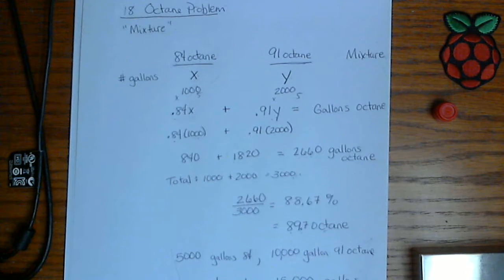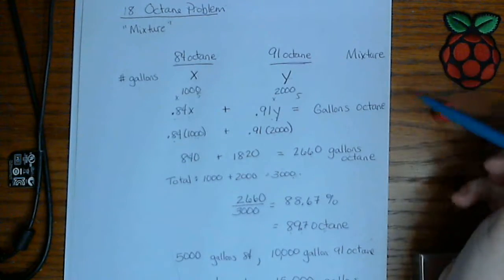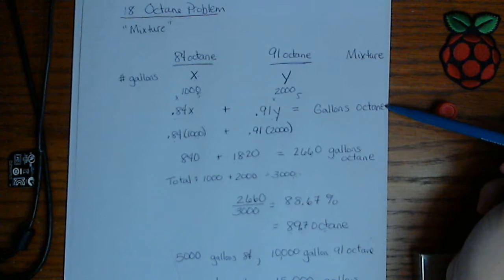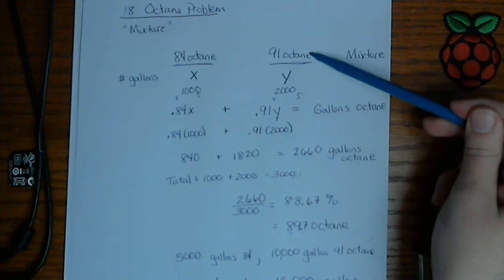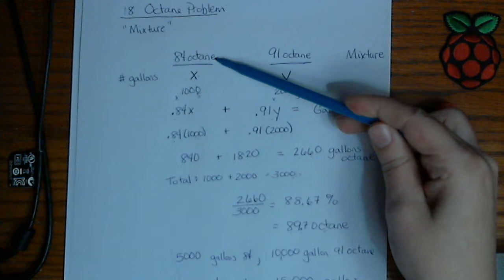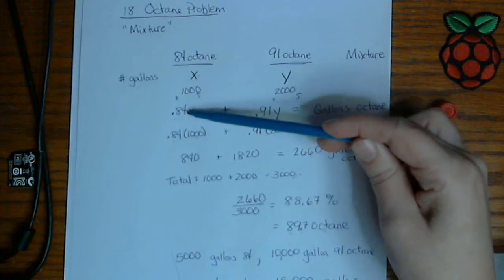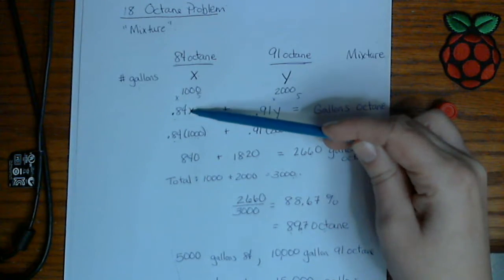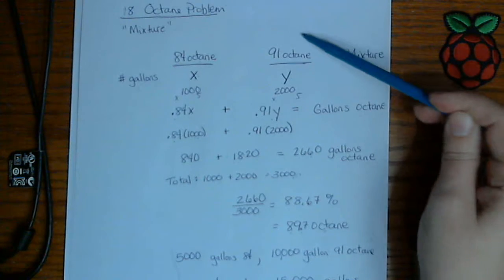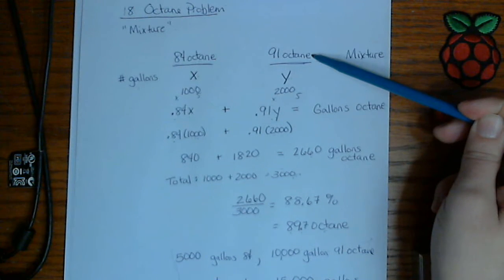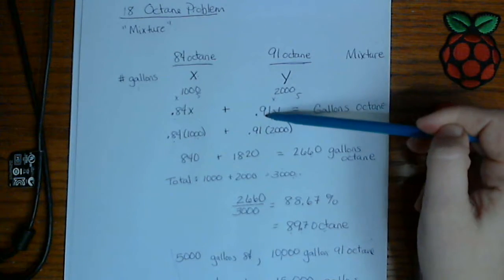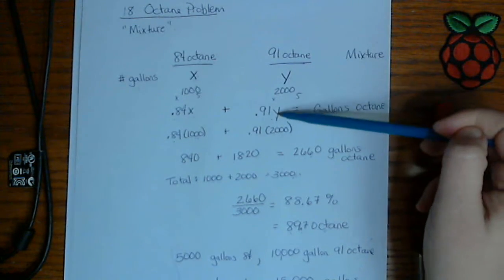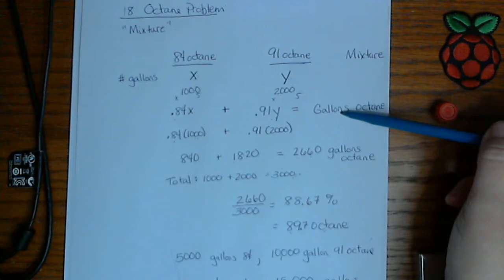Okay? Sometimes that can be a little bit tricky on these mixture problems, but really there are 2 different things to think about. First of all is to figure out the number of gallons of pure substance. Each one of these was not pure. Only 84% of this one was octane. So 0.84x would give me the number of gallons of just pure octane. 91 octane means that it's 91% octane. So 0.91 times the number of gallons of that will give me the total number of gallons of pure octane.